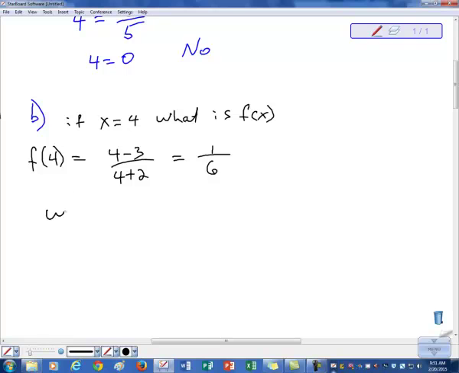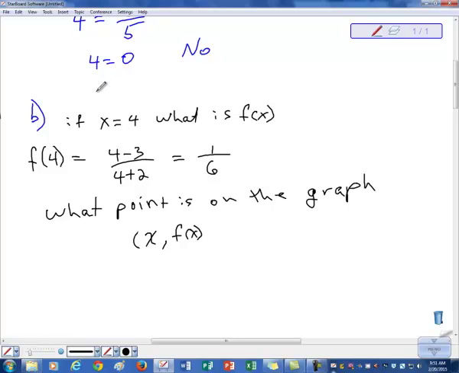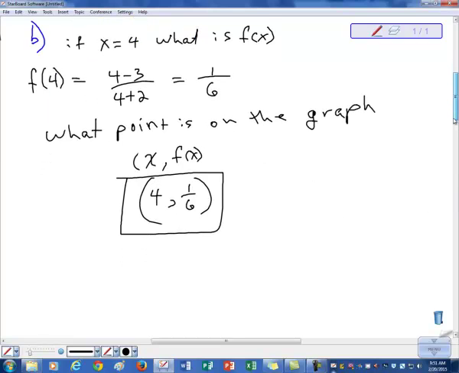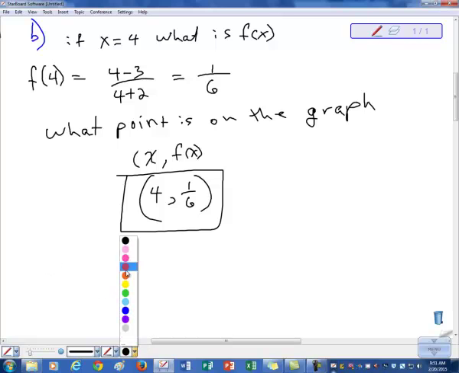And it also asks what point is on the graph. In other words, since x is 4 and your f of x, you're looking at x and f of x. Since x was 4 in, f of x is 1 over 6 out. So your answer is 4 comma 1 over 6. Okay. Alright. Part C.